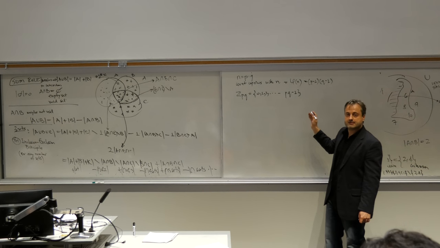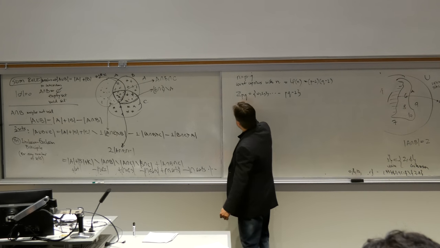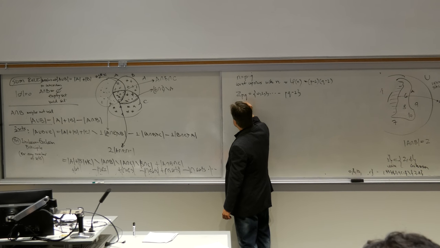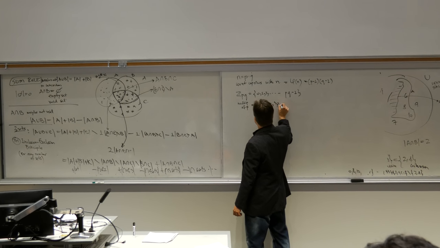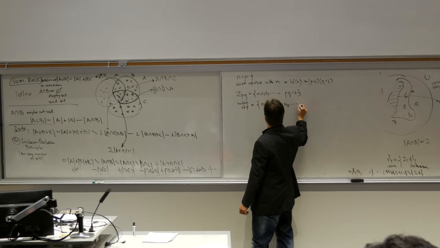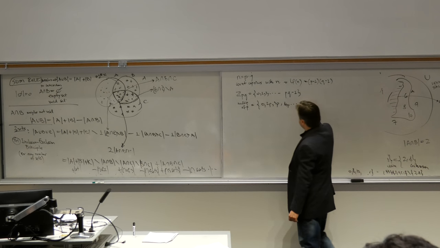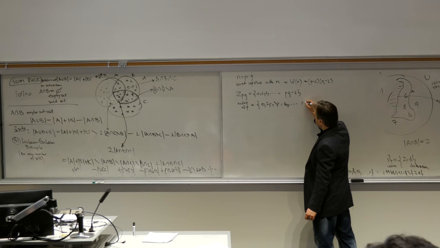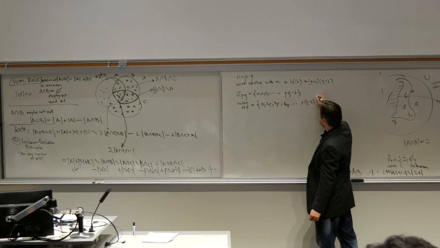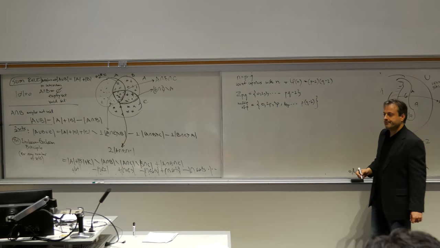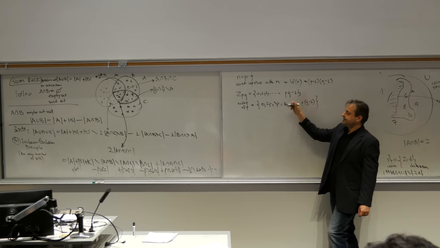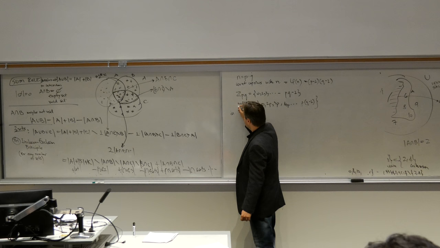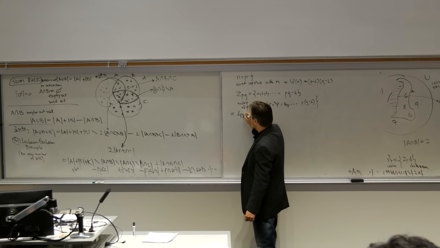That's all the remainders. Now I can enumerate multiples of p. Those would be 0, p, 2p, 3p, 4p, all the way to the last multiple of p. I think that's p times (q minus 1). Why is that the last multiple of p in this set? These are the multiples of p in Z_pq.